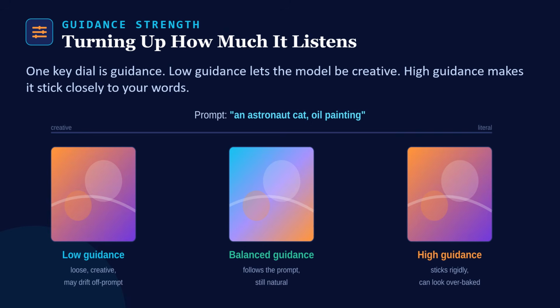There is one important dial. It is called guidance. It sets how closely the model follows your words. Turn it low, and the model gets creative. It may drift from your prompt. Turn it high, and it sticks closely. But too high can look stiff or overbaked. The sweet spot is usually in the middle. Enough to follow you, but still natural.